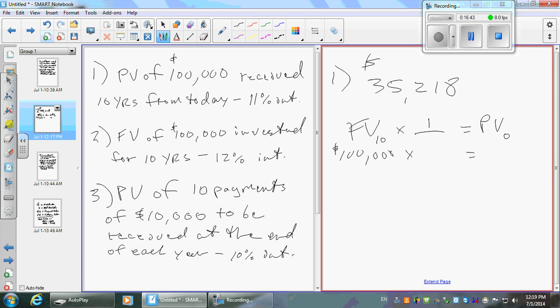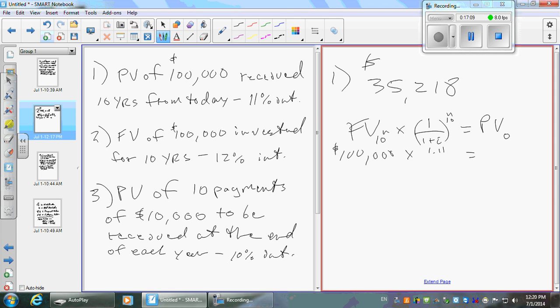So it's 1 over what? 1 plus the interest rate raised to the number of periods, which is 10. Okay, so this is in each case, right, guys? 10. And the interest rate, what did I say it was? 11%. So it's 1 over 1.11, calculated, times 100,000. 1 over 1.11 raised to the 10th.